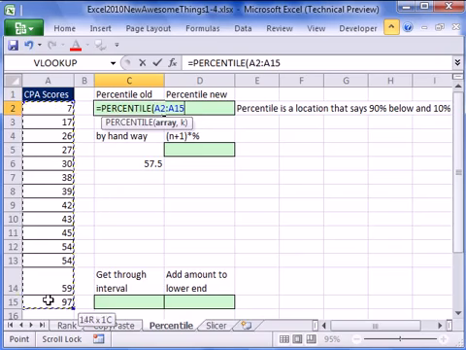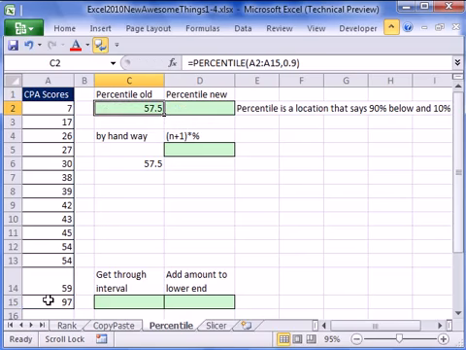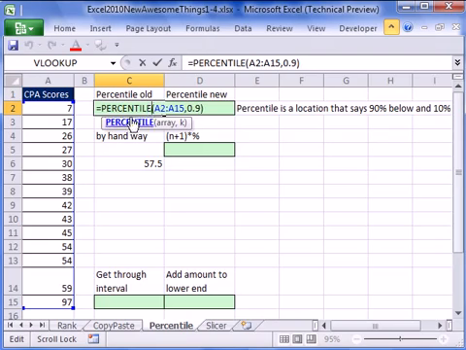You'd highlight that range and then comma 0.9 to get the 90th percentile. And sure enough, it'd give you 57.5. Now that is ridiculous. I even used to know the algorithm because I teach statistics of how this worked, and I used to show it in classes, but I just stopped showing it and taught people how to do it by hand because some of the answers were just ridiculous.